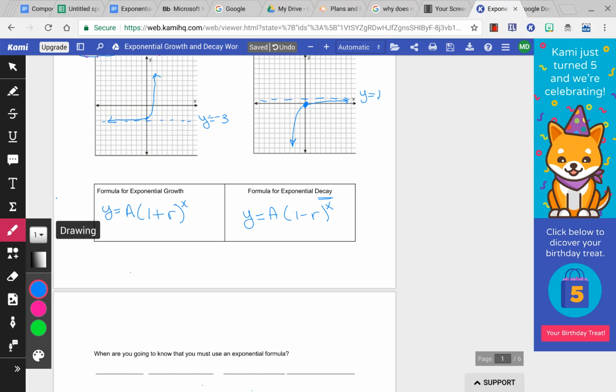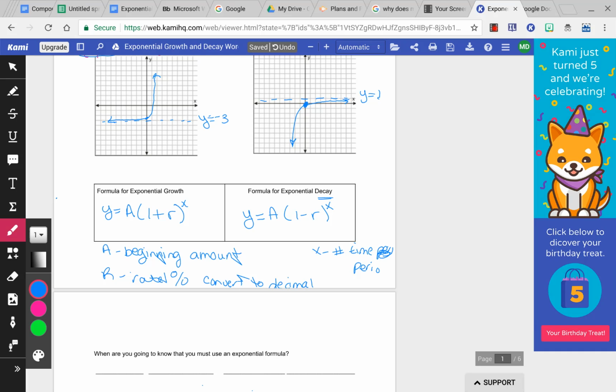So what happens is y is the current value, but a is the beginning amount. It's the initial amount. R is the rate. Typically that rate is generally in a percent form, and it has to be converted to a decimal. And finally, x is the number of time periods. It's going to be the number of time periods, okay?